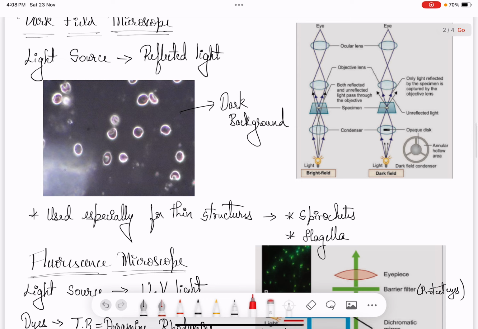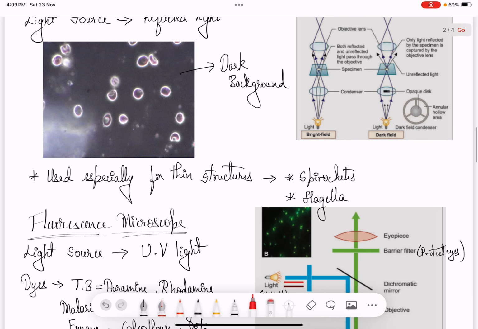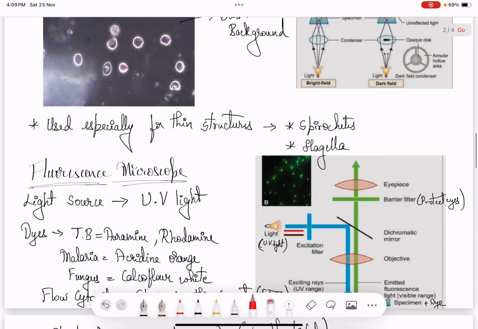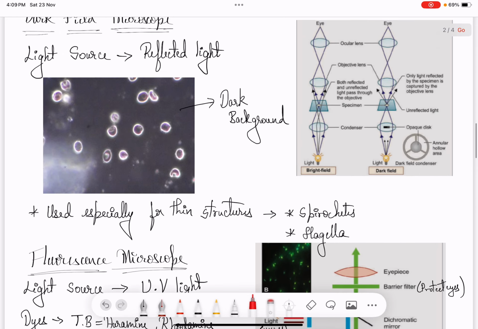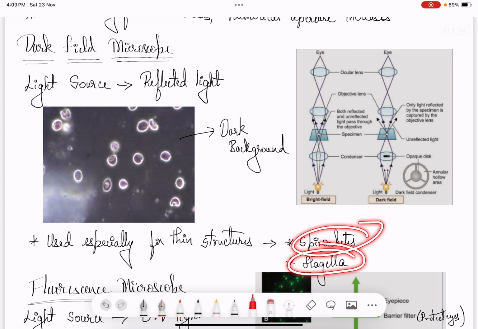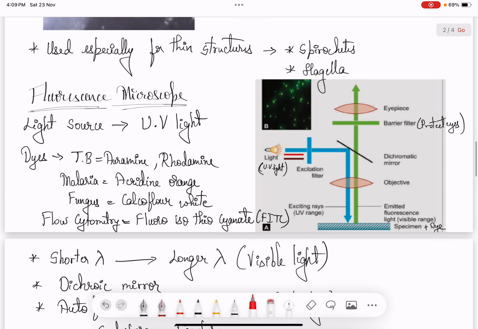From there the objective will take only the deflected light rays. The undeflected light rays go away, so the background appears dark. So this is the reason why the background is dark, because the undeflected light rays move away and not into the objective. Only the light which falls on the specimen enters the objective. Next, coming to where this is used, the dark field microscope is used to see thin structures, mainly the flagella and spirochetes. Here we use the dark field microscope.